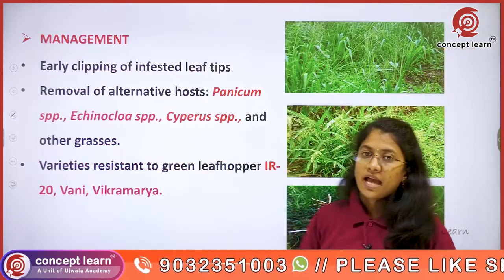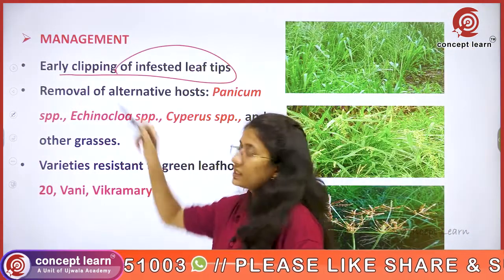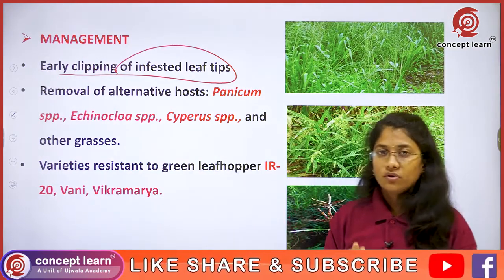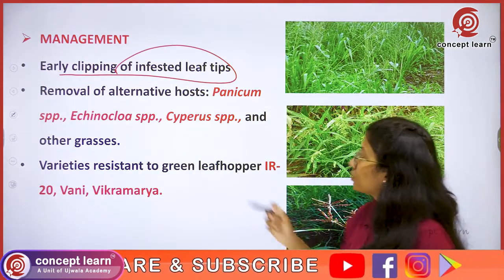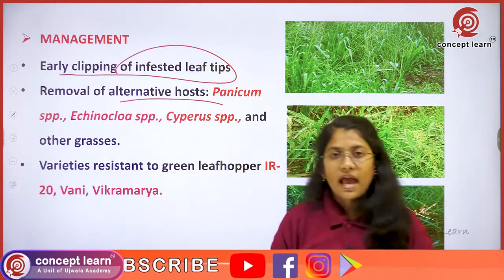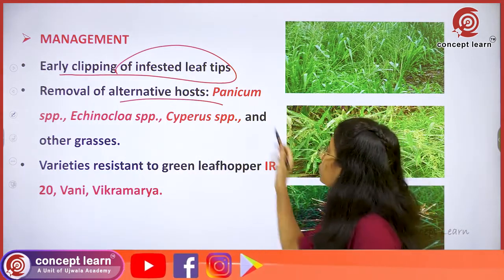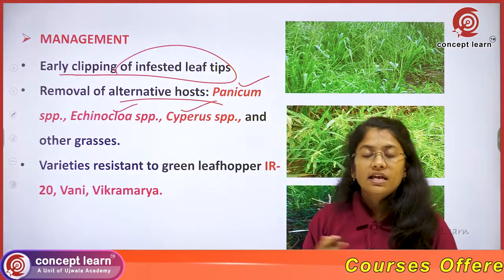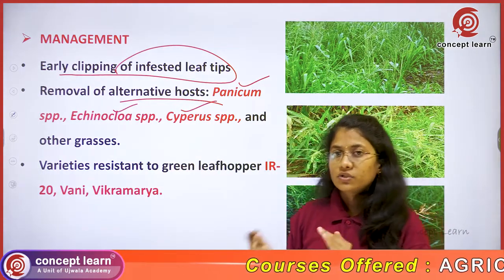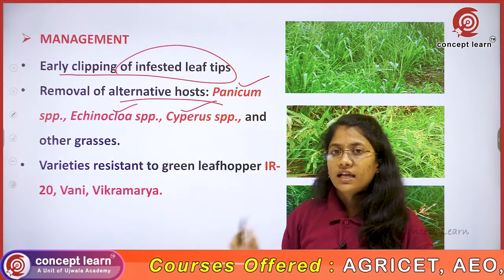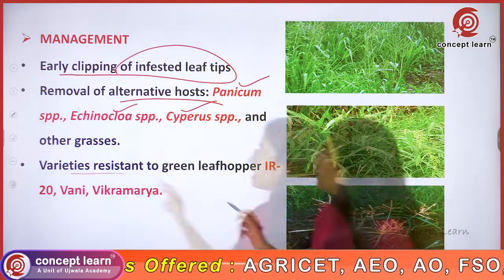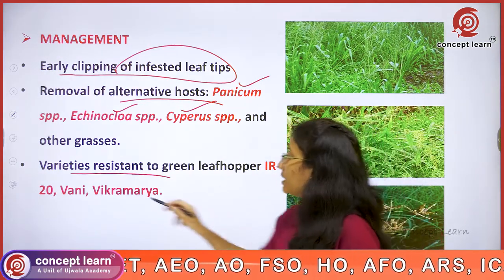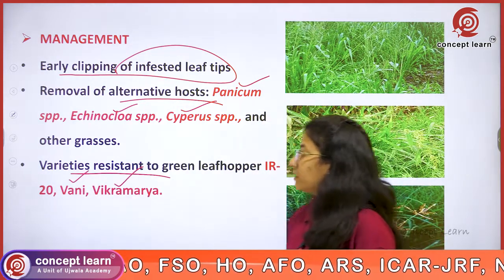Next coming to its management. Early clipping of the infested leaf tips: as the leaf tips are found infested, we have to clip them in the early stages only. It also has alternate hosts like Panicum species, Echinochloa species and Cyperus species, and these alternate hosts must be removed within and outside of the field. A few of the resistant varieties to the rice green leaf hopper are IR20, Vani and Vikramarya.